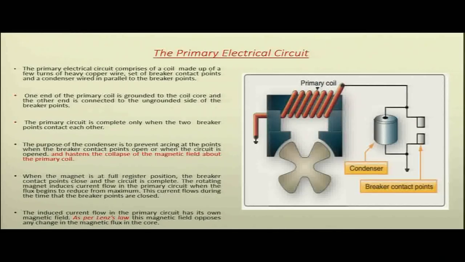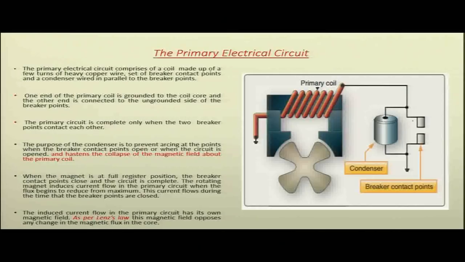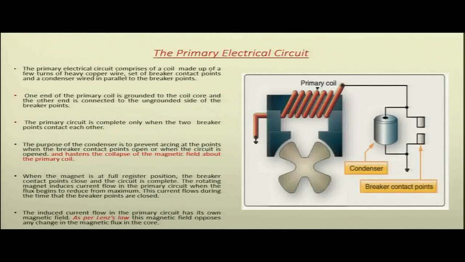It comprises a coil made up of a few turns of heavy copper wire. So, you have few turns but heavy copper wire, then you have a set of breaker contact points and a condenser or a capacitor which is attached in parallel to the breaker contact points. One end of the primary coil is grounded to the coil core. This is one end which is grounded to the coil core, and the other end is connected to the ungrounded side of the breaker points.